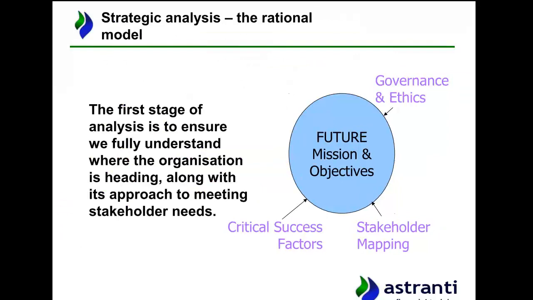So let's consider this in some more depth. The first stage, we're actually going to do it in reverse order from how it appears on the screen. The first stage of analysis is to ensure we fully understand where the organization is heading, along with its approach to meeting its stakeholder needs. So that's looking towards the future, and we're thinking about the mission and objectives of the company. That's going to involve us thinking about issues around governance and ethics. We're going to need to think about critical success factors, the things about the company that will make them successful in the future.